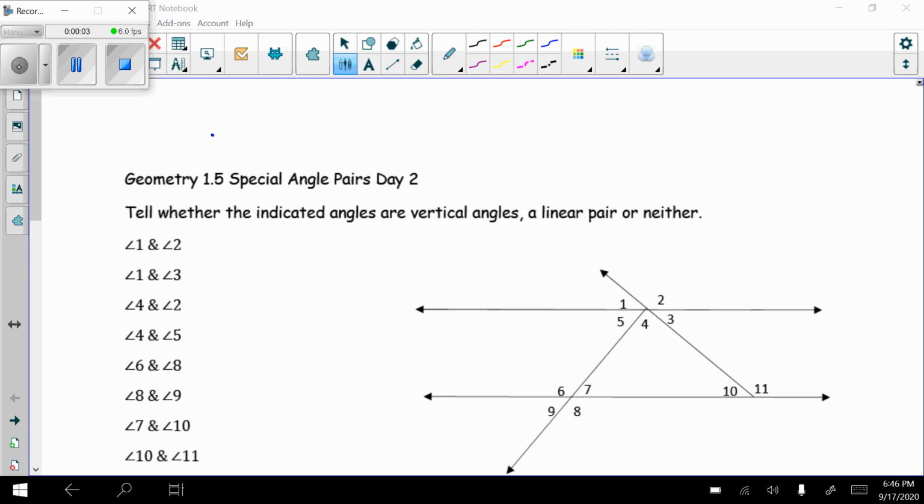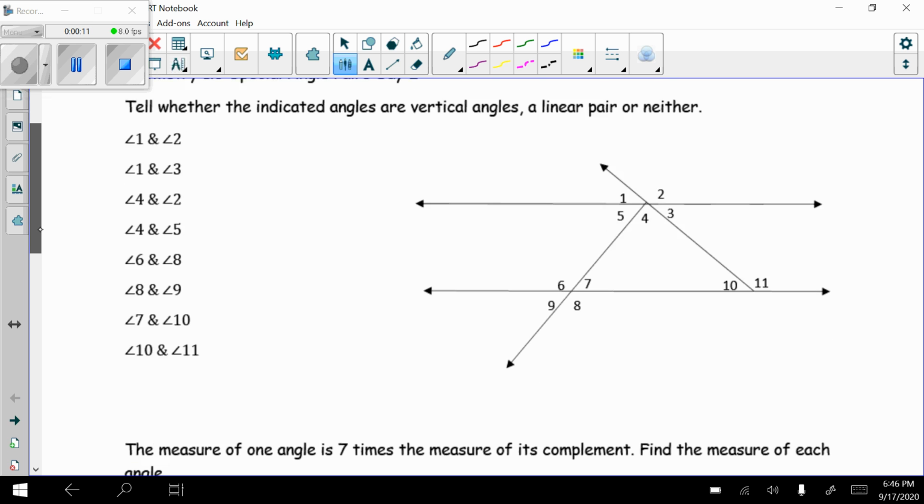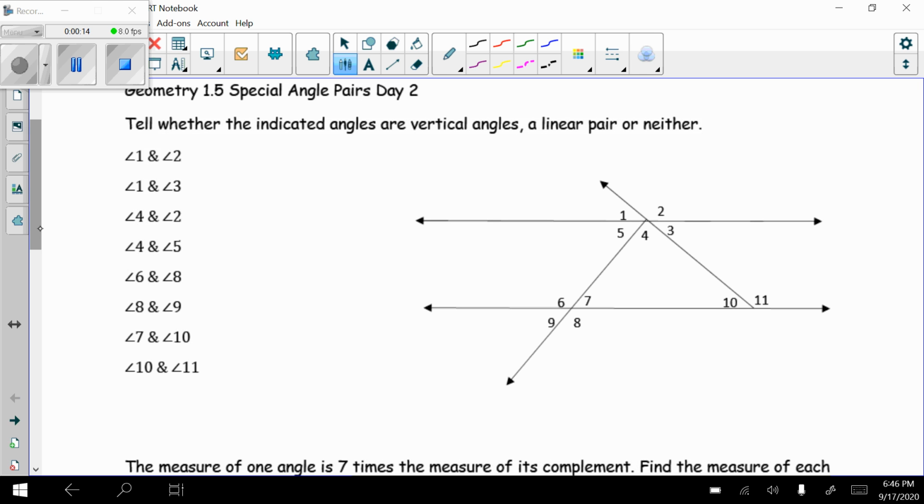So today we're going to look at section 1.5, day 2 of the special angle pairs, building off of what we learned yesterday. We're going to start out with this picture, and it asks us to tell whether the indicated angles are vertical angles, a linear pair, or neither.